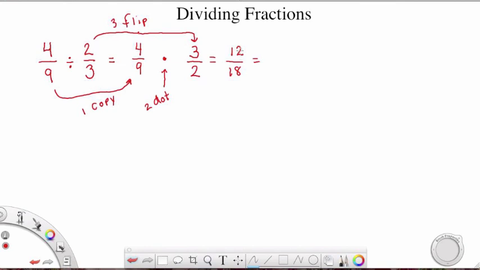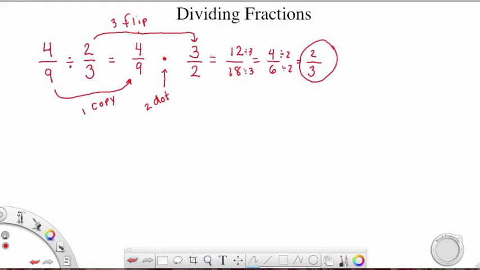But when I take a closer look, I say, hey, I think a 3 will go into both of these. I can factor a 3 out of 12. 3 will go into 12 4 times. And I can also divide a 3 out of 18. 18 divided by 3 is 6. Hey, I'm not done yet. I can factor more out. I can factor a 2 out of here and a 2 out of here, and I'm going to end up with 4 divided by 2 is 2, and 6 divided by 2 is 3. So my final answer is 2/3.